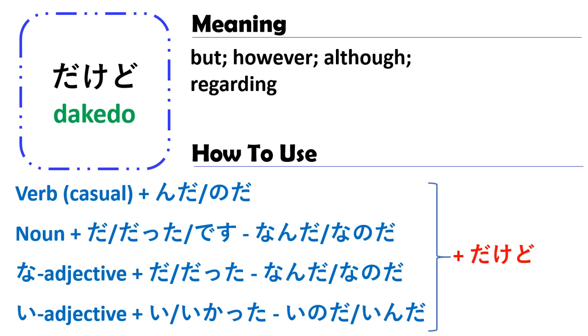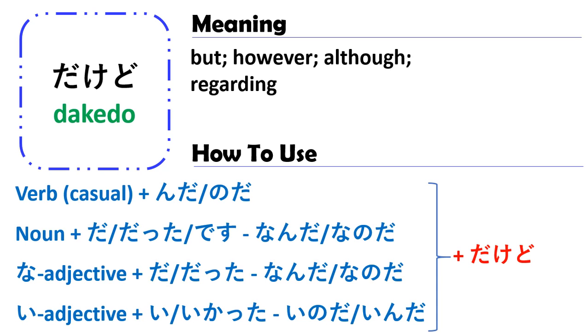How to use it? In Japanese, when you use the grammar of Dakedo, you should change the verb to the casual form and end with that. In the case of a noun, you end the noun with da plus kedo, or you can change it to datta kedo, desu kedo, nanda kedo, nano da kedo, something like this. For the na-adjective it is the same. For the i-adjective, you can use that form, for example, oishii kedo, oishii n da kedo, something like this, right?